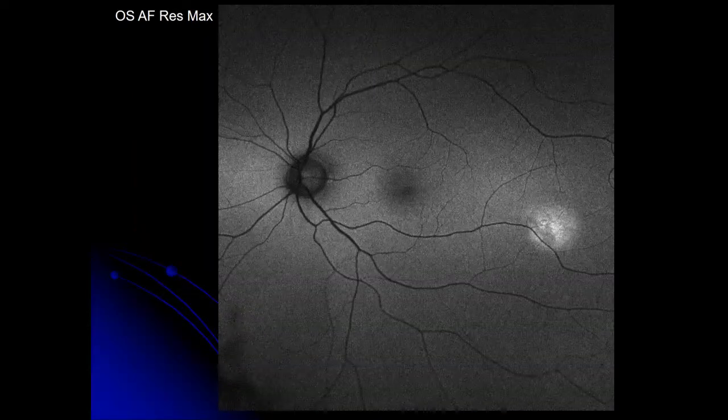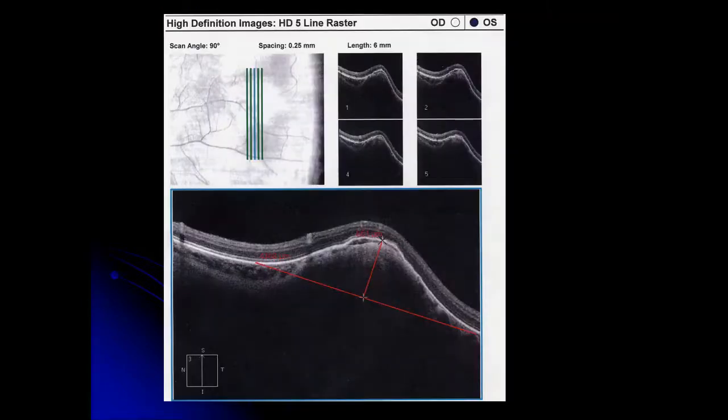Here's what it looks like blown up, and blown up a little bit more. And over here on autofluorescence, it's obviously hyper-autofluorescent. And yes, we're going to want to do an OCT through it. Again, the general rule is ultra-wide field color and autofluorescence on everybody, if you can. And then anytime a lesion shows up, try to get an OCT through the lesion.